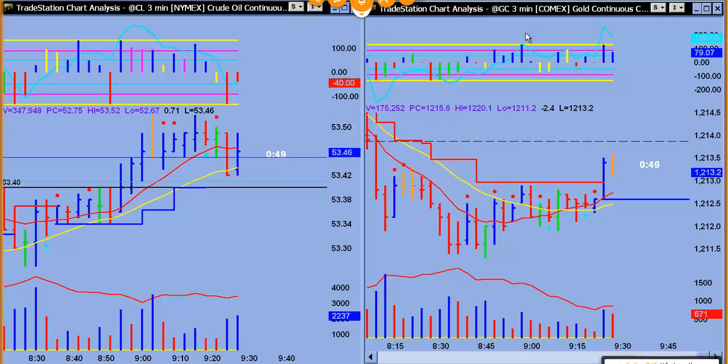What are the cayenne dots? Those are volume. They have to do with no supply. It means that professionals aren't interested in taking prices down. And the red dots are there for no demand. Professionals aren't interested in taking prices up.